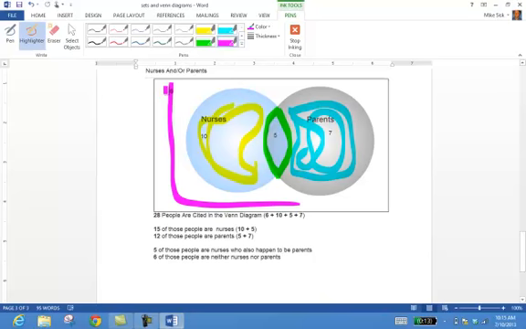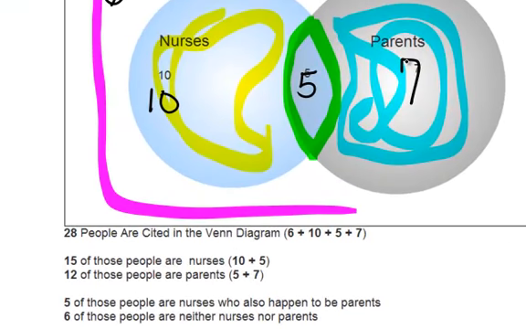Now, if I were to put some numbers in there, I want you to understand how this works. If I add all those numbers together, in this case, I've got 28 people. You may not be able to see these numbers, so I'll make them a little bit darker: 6, 10, 5, 7. In this particular diagram, I've got 28 people total. I've got 6 people who are neither nurses nor parents. I have 10 people who are nurses only, 5 people who are both nurses and parents, and 7 people who are parents only. If I add those numbers together, I get 28.